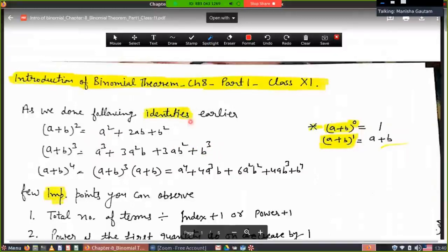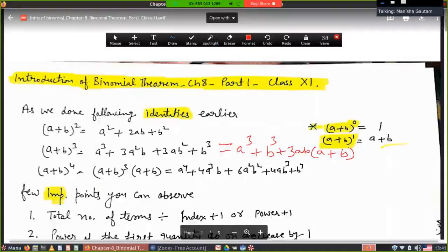This can be written like this: a cube plus b cube plus 3ab into (a plus b). I think now you can recall it. This identity we have learned in class 8.